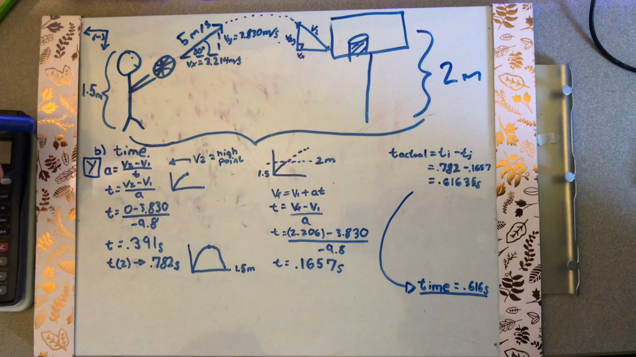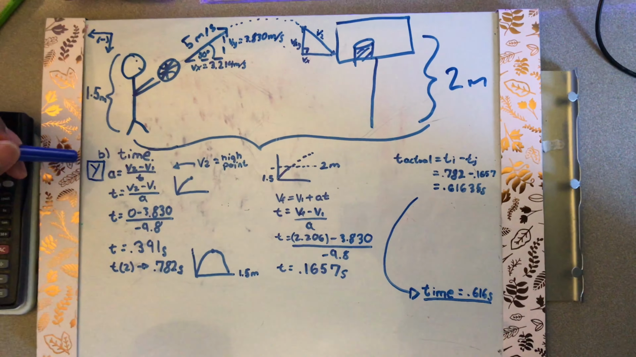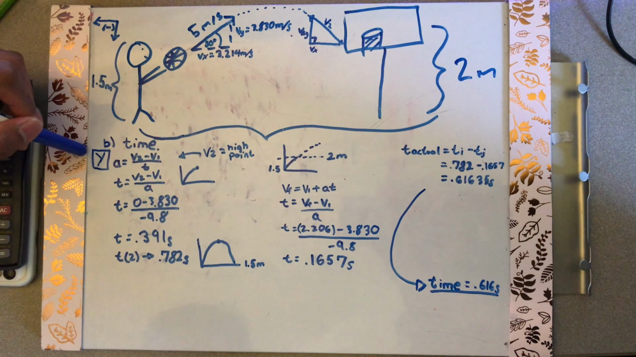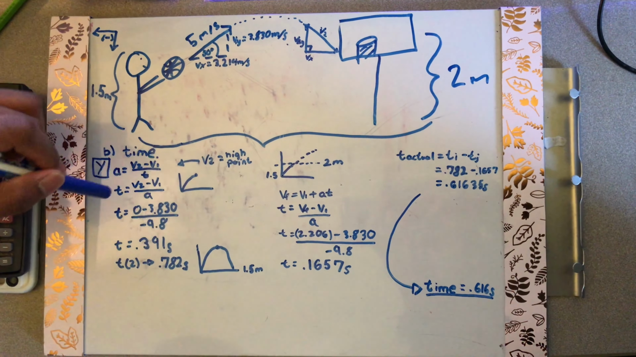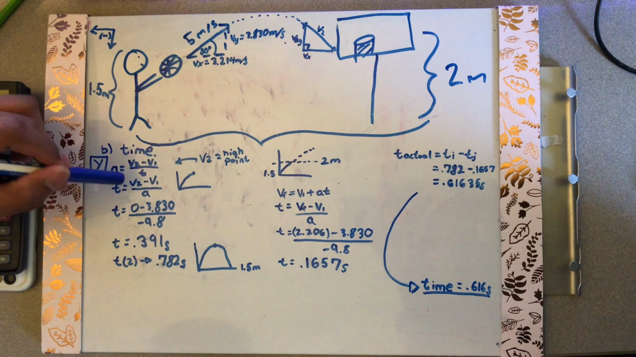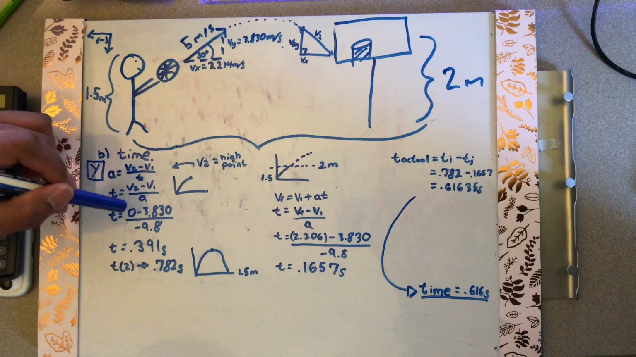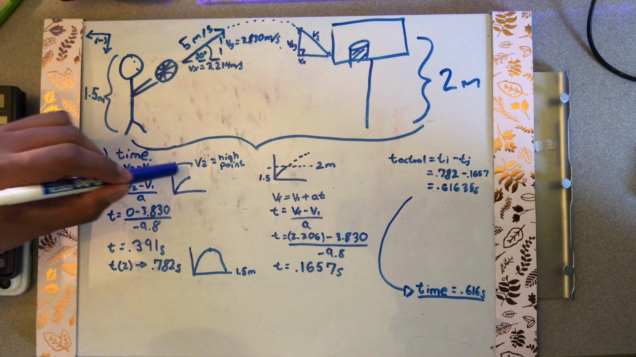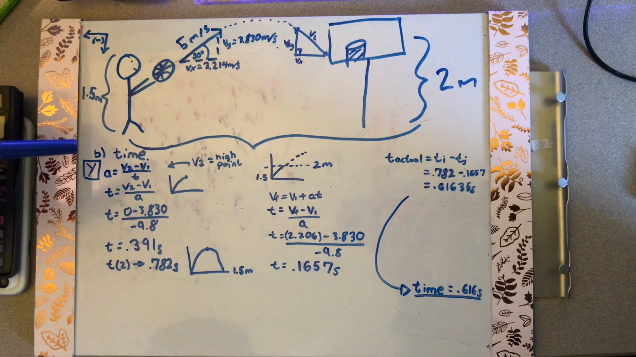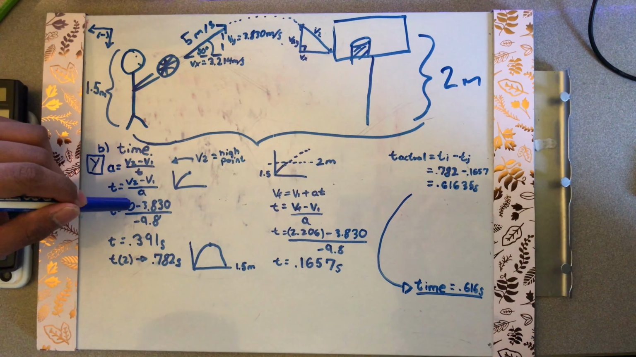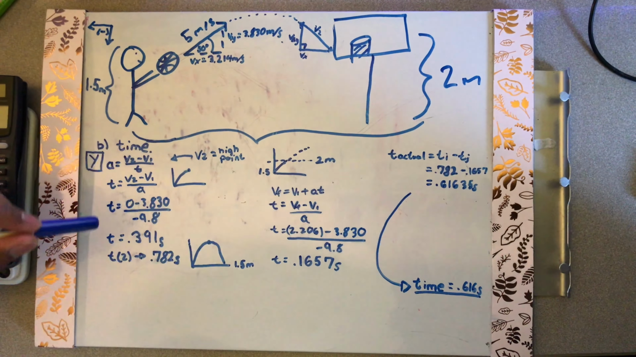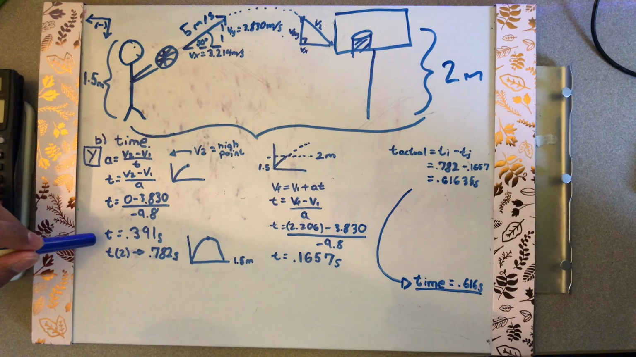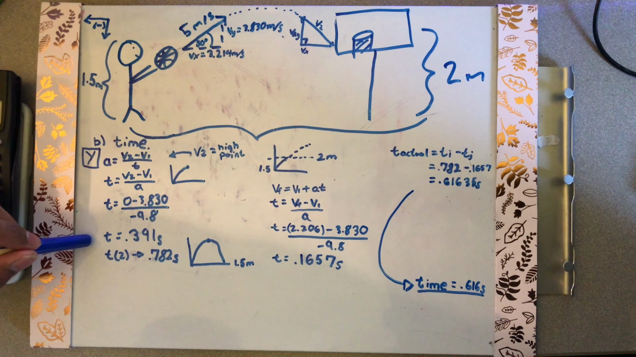So the next question was, how long was the ball in the air? Let's look over here. For the y component, A equals V2 minus V1 over t. And then we can just switch it around where t equals V2 minus V1 over A. T equals 0, which is at the height. V2 equals the high point. And then subtracted by 3.830 over negative 9.8. And then it will give us the value of t equals 0.391 seconds.